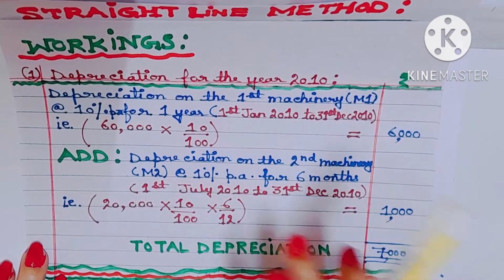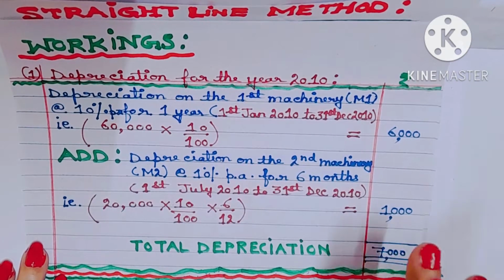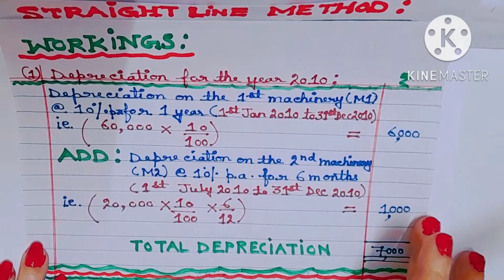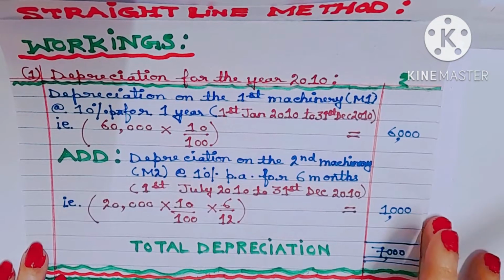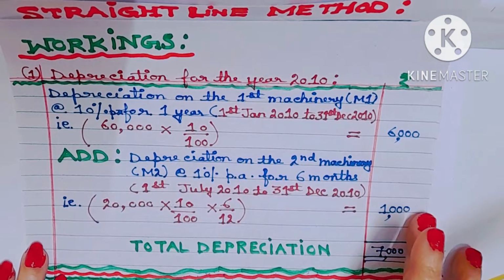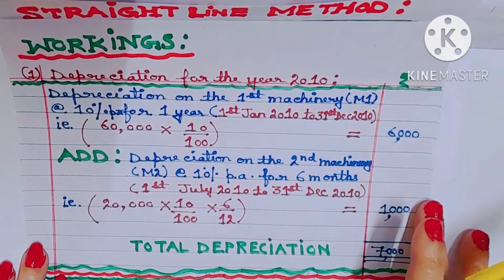This is the way you got to show the workings. Otherwise, your marks will be deducted. You won't get full marks. Please remember, presentation of the problem is very important. You should not give any scope for the teachers to deduct marks. Understood? So let's do the ledger posting for depreciation now.